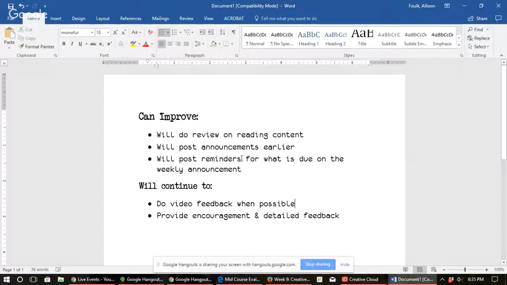Someone also mentioned posting the announcement earlier in the week. And I thought, oh, that's kind of weird. I post it Monday at 8 a.m. But then I remembered that we have students from all over the world. And she or he said that they would get the announcement later on in the day. And so I'm going to try to post those earlier so they come out midnight Mountain Standard Time on Monday.